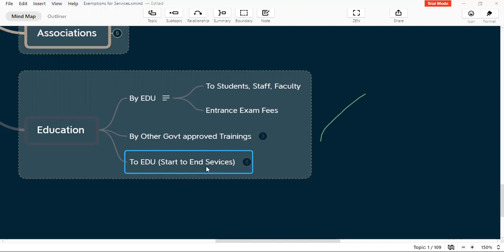After eating, there will be a lot of dirt, so they will clean. Housekeeping services provided to the school is exempt. That's all. So we can see the logic easily. So first thing is a child is admitted, so admission services to the school. Admission services provided by a third party to the school is exempt.